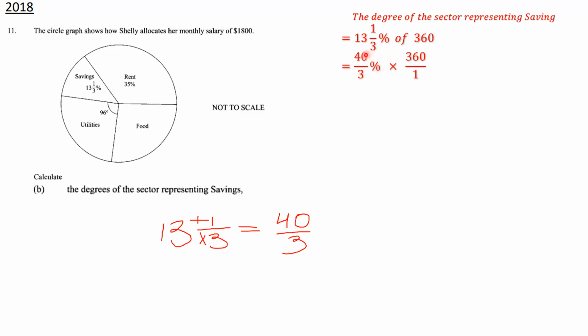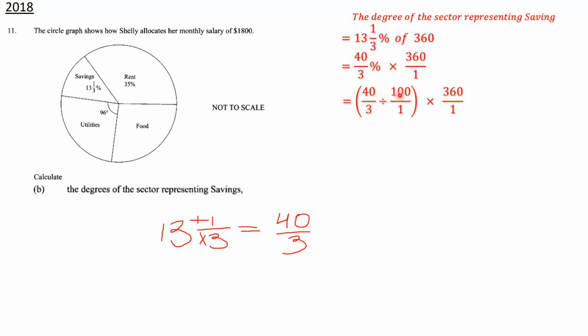So we want to figure out what is 40 over 3% written as a fraction, right? And so what that means is that we have to divide by 100, because that's what it means. If we have like 20%, that means 20 over 100, or 20 divided by 100. If we have 30%, that means 30 divided by 100. If we have 40%, that means 40 divided by 100. So if we have 40 over 3%, that's going to be 40 over 3 divided by 100.